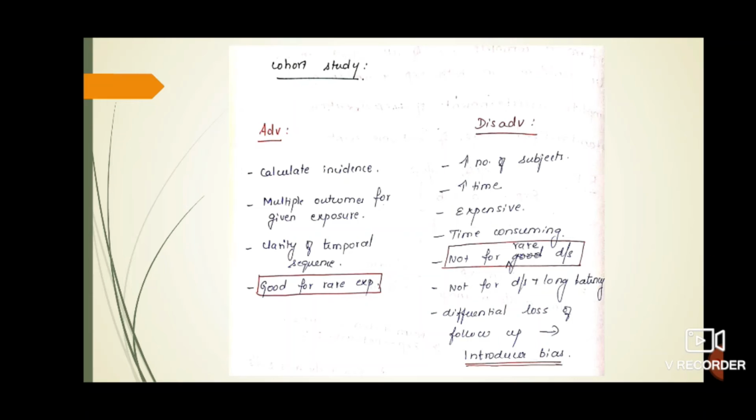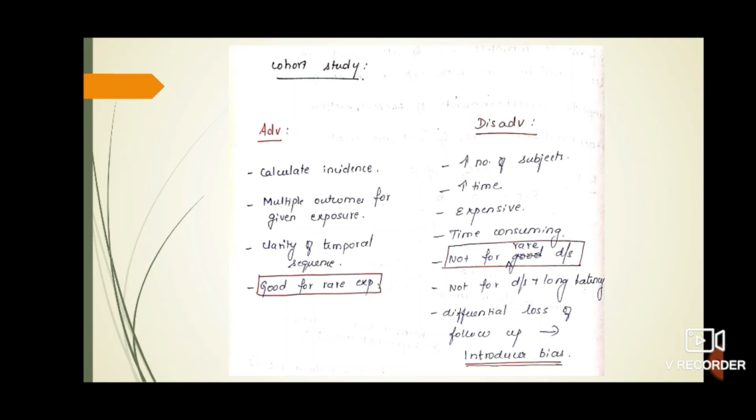This has certain disadvantages: it includes more subjects, and it is expensive and time consuming. It cannot be used for rare diseases because we are studying from an exposure, so we cannot say whether the outcome we get will be rare or not. For that we would have to include more and more subjects, which is practically not possible.